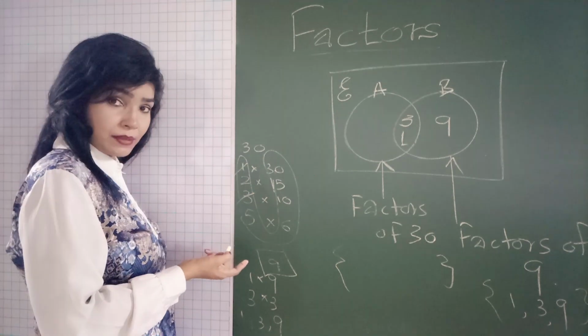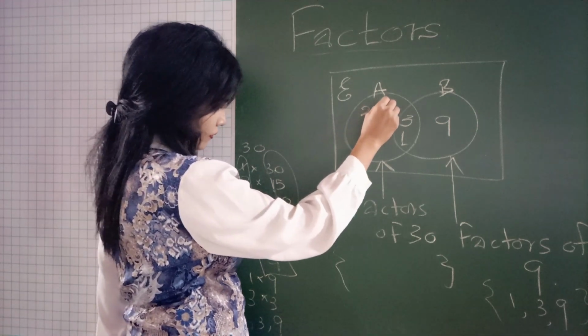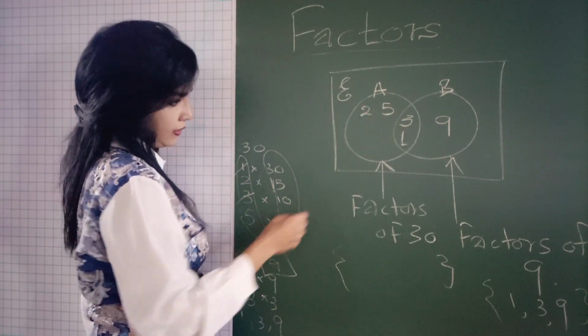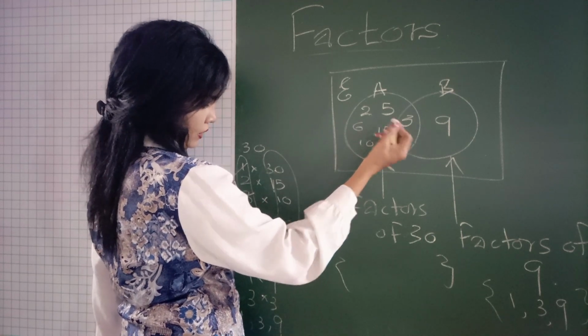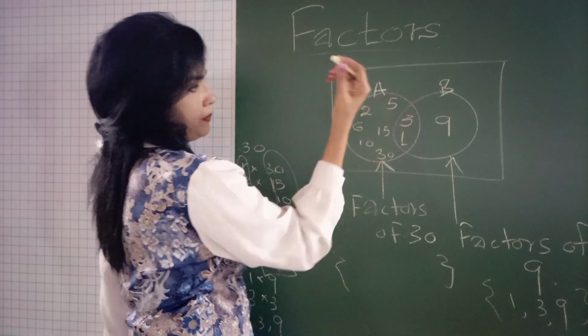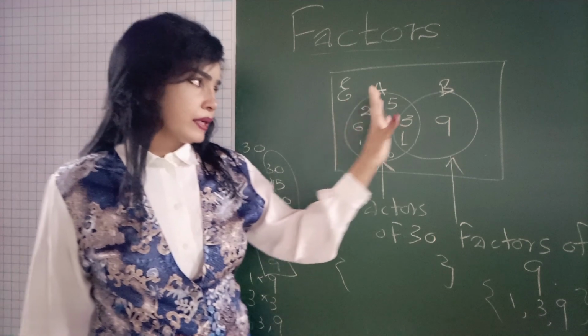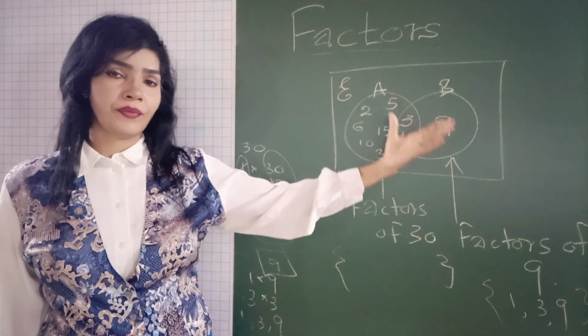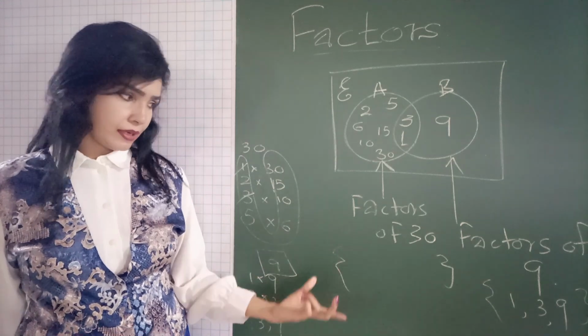What are the other numbers remaining? Yes, 2, 5, 6, 10, 15 and 30. You write 2 and 5 separately, otherwise it is visible as 25. Alright, now this is the completed Venn diagram after filling.